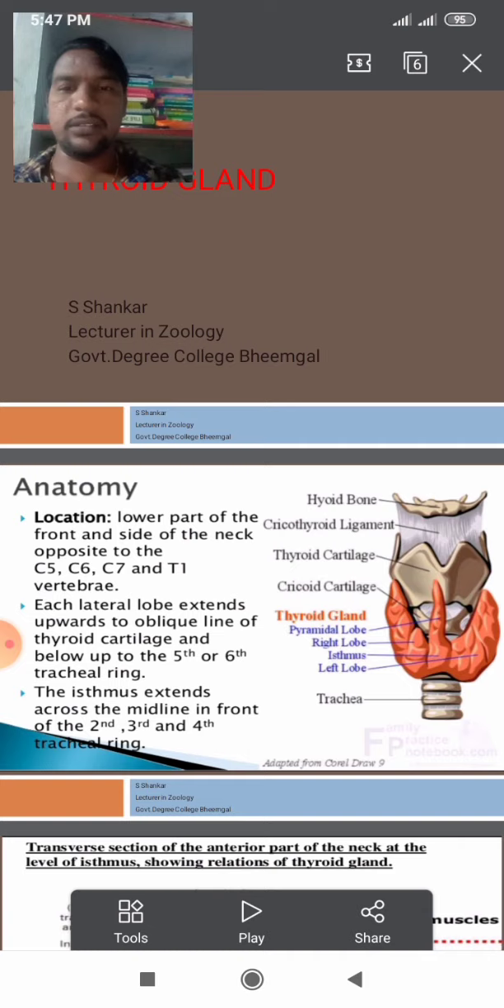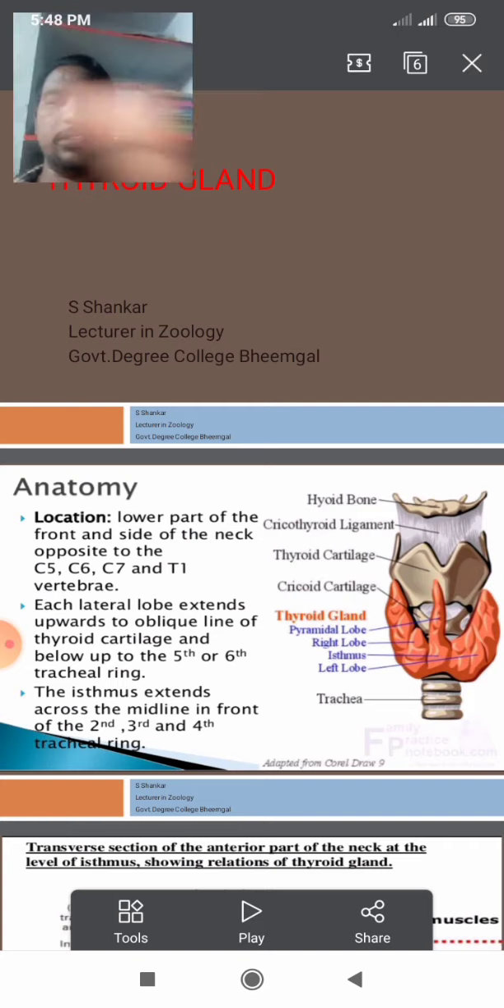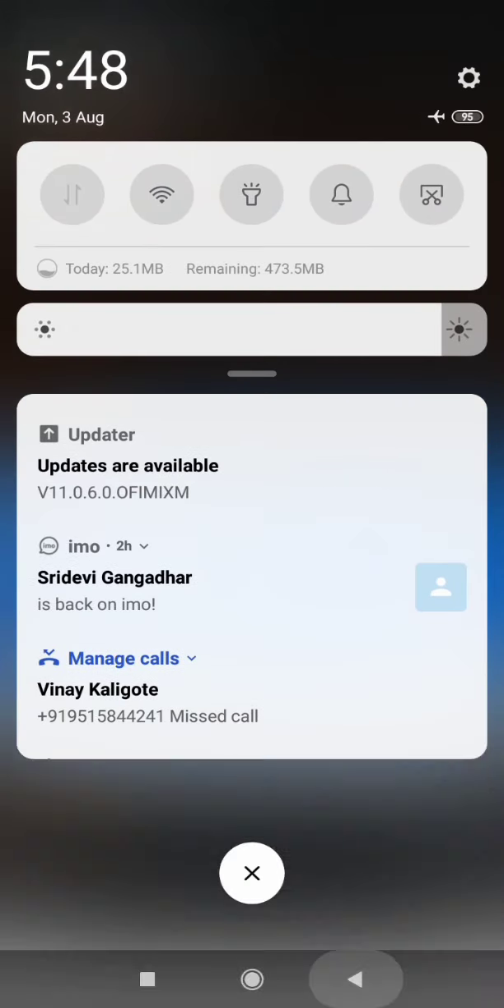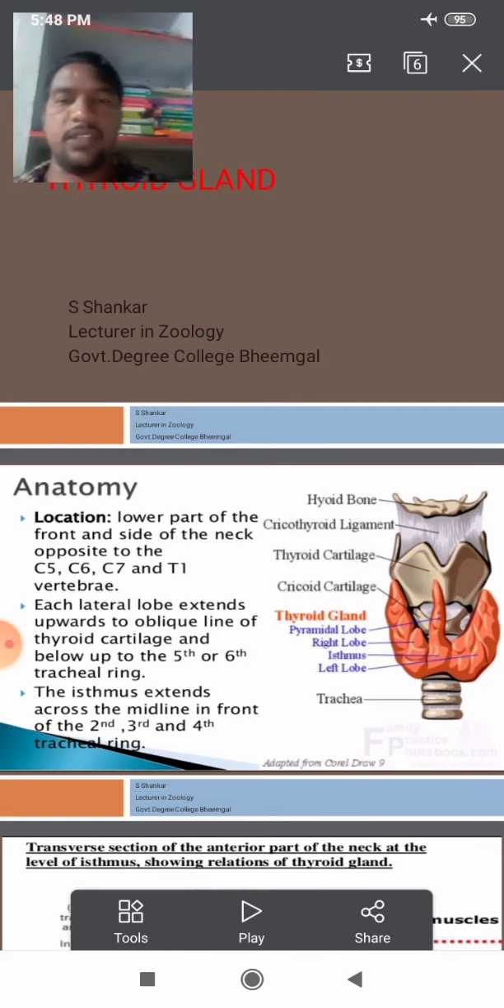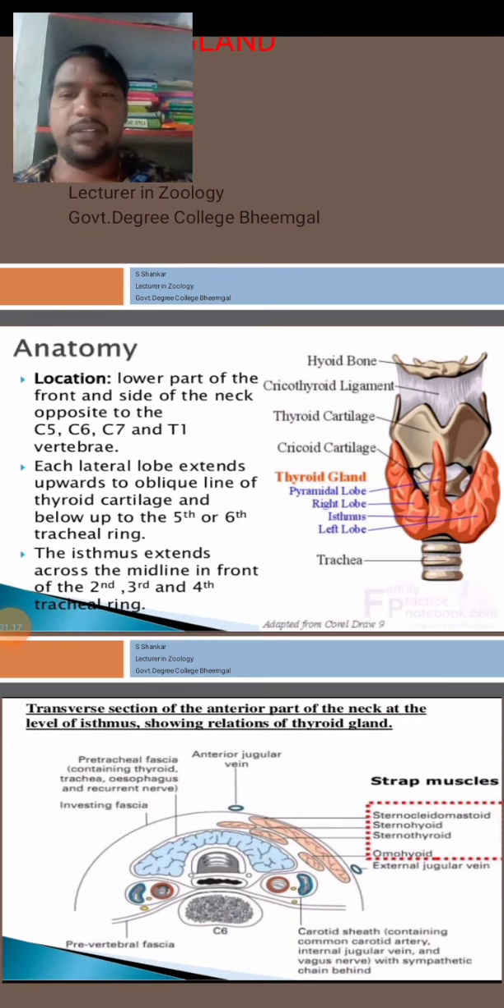Location: the lower part of the front and side of the neck, opposite to cervical vertebrae 5, 6, 7 and thoracic 1 vertebra.